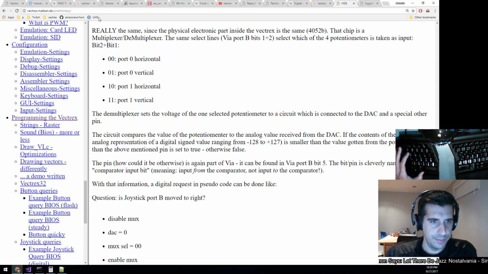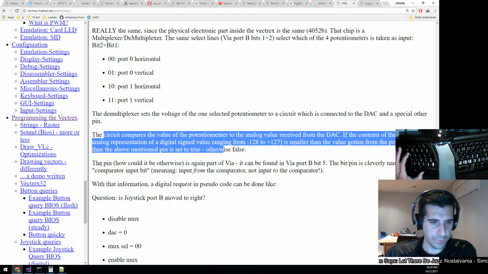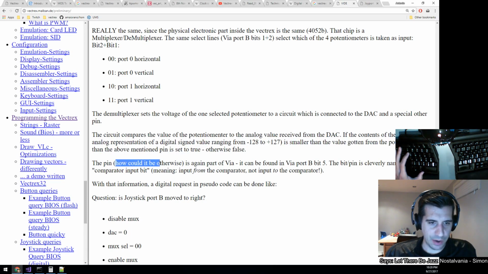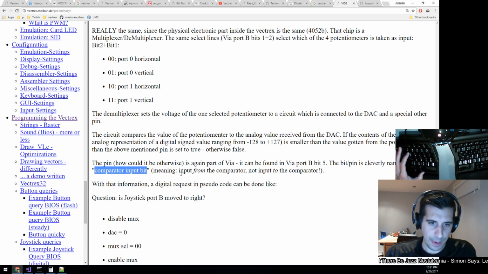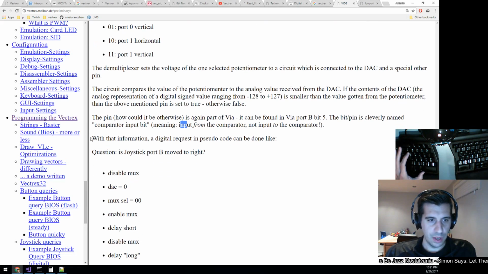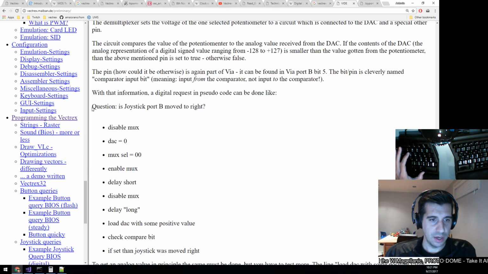Okay. The pin, how could it be otherwise, is again part of the VIA. It can be found in port B, bit 5. The bit pin is cleverly named comparator input pin bit, meaning input from the comparator, not input to the comparator. With that information, a digital request in pseudocode can be done like, question, is joystick port B moved to right?